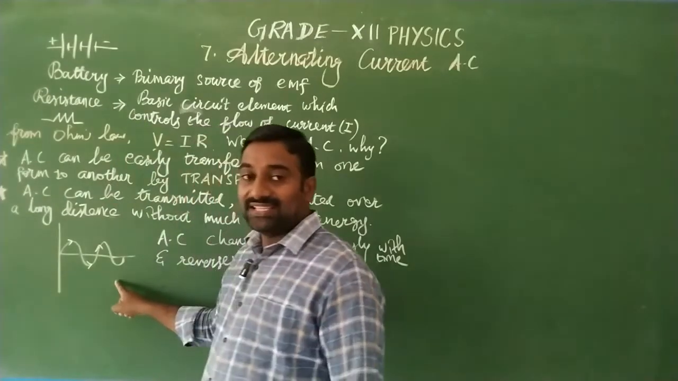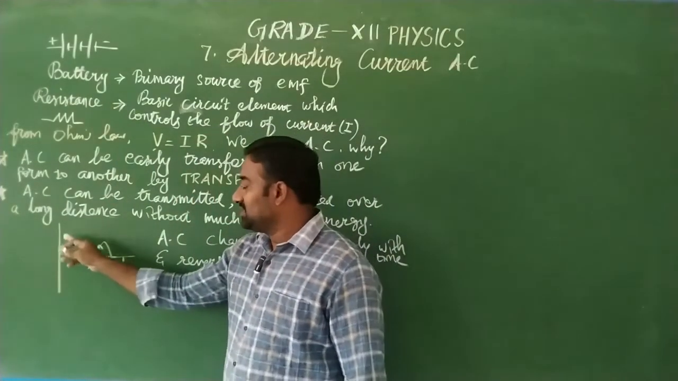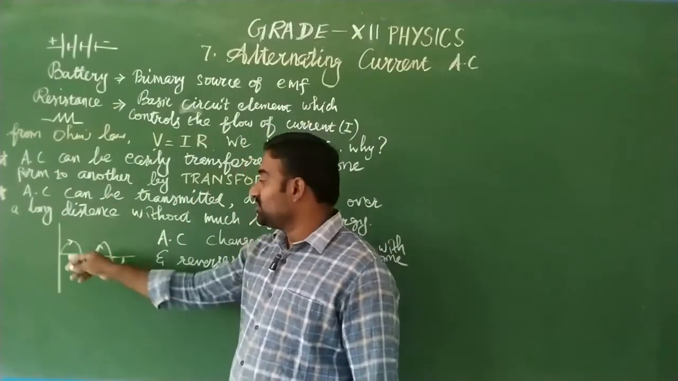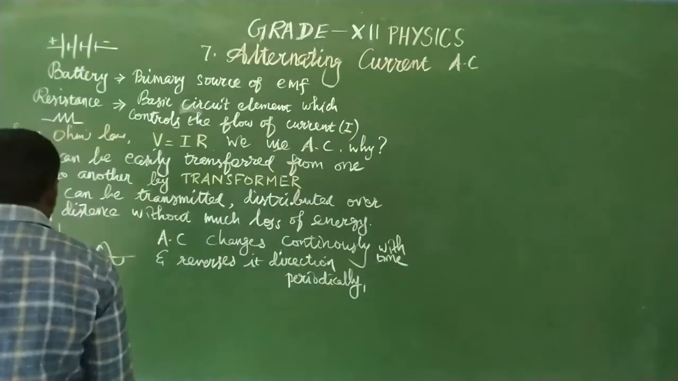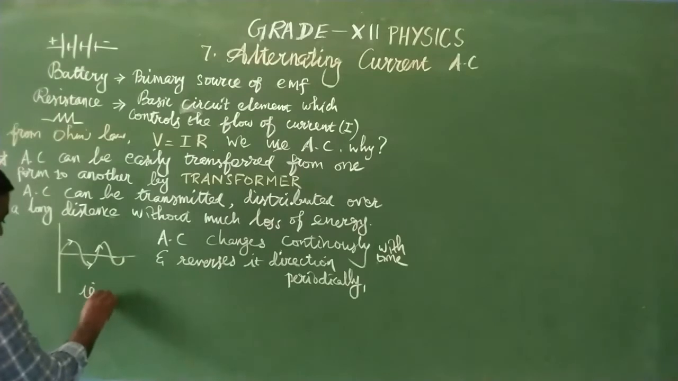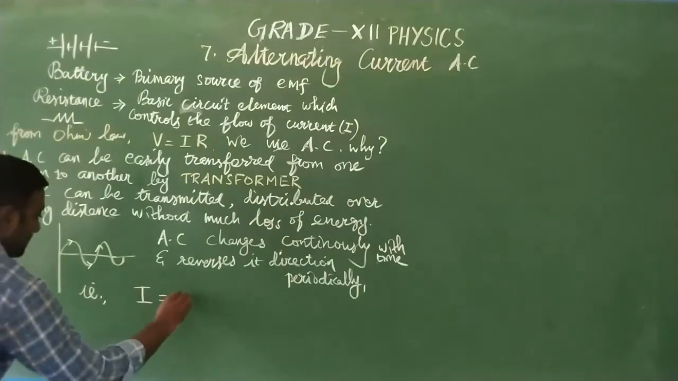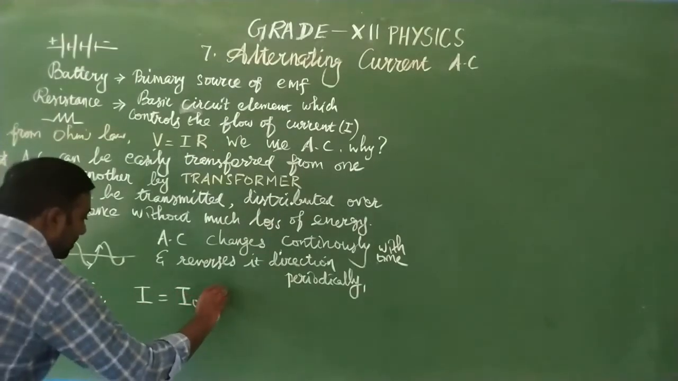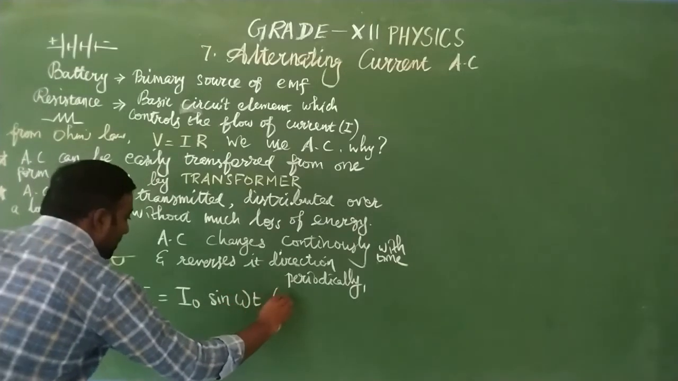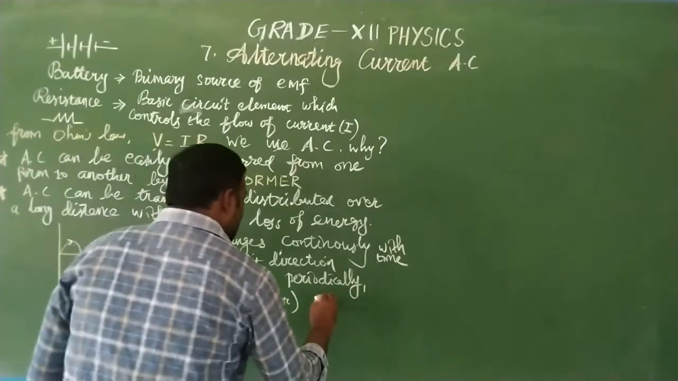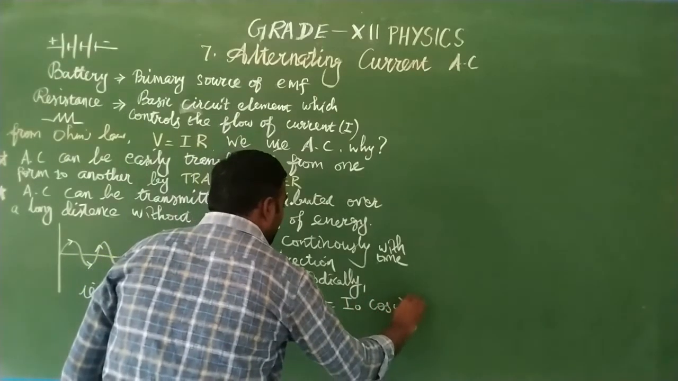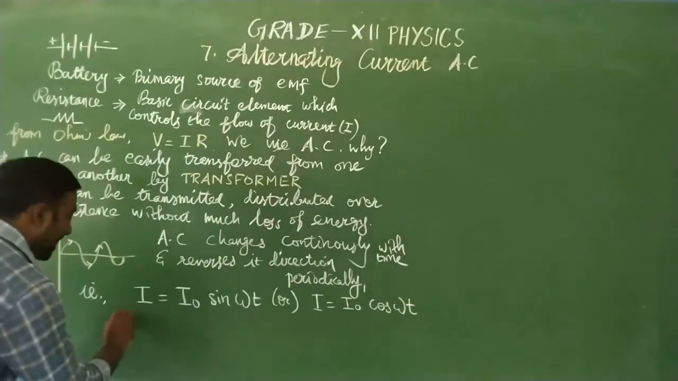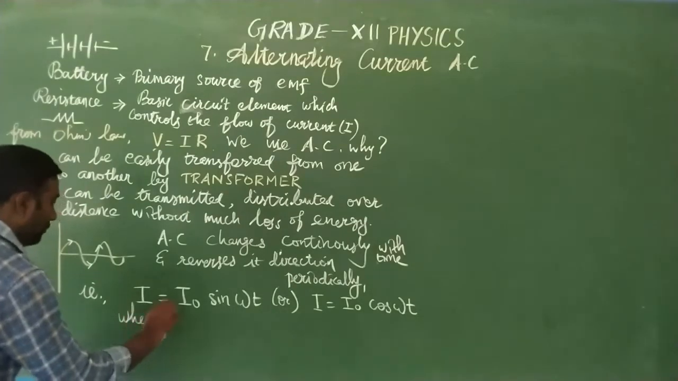That's what the AC have advantages. So this is like a sine wave, sinusoidal wave. The AC current is denoted by I is equal to I naught sine omega t, or I is equal to I naught cos omega t, where I is denoted by, what is I?